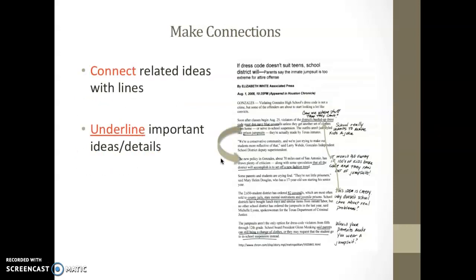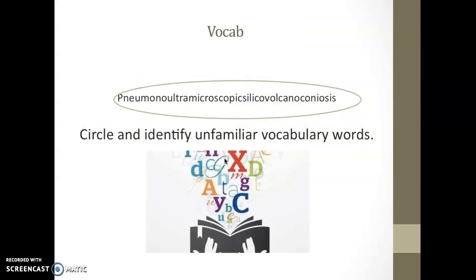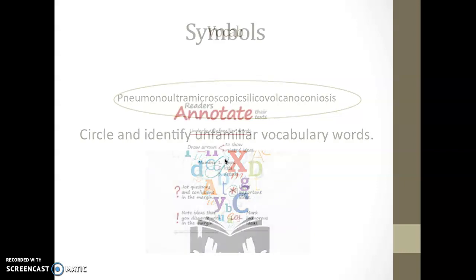Making connections, right? Connect related ideas with lines. So you can draw an arrow between the first paragraph and the fourth paragraph, showing that there's a connection between these two things. And this is also where you could be in the margins, like I said, talking about connections to your own life or to ideas and concepts from other classes. Vocab, circle it, and in the margin write a definition in your own words too. Don't just copy the dictionary definition. Putting it into your own words is the most important thing to getting stuff to stick in your brain.